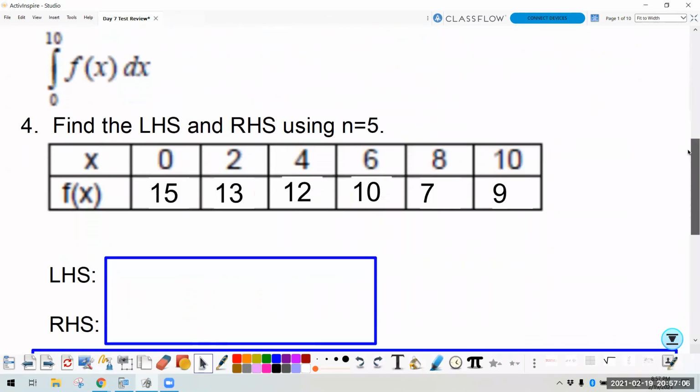All right, number 4, we want the left and right-hand sums of the integral from 0 to 10 using 5 rectangles when n is 5. So pause the video and try that.